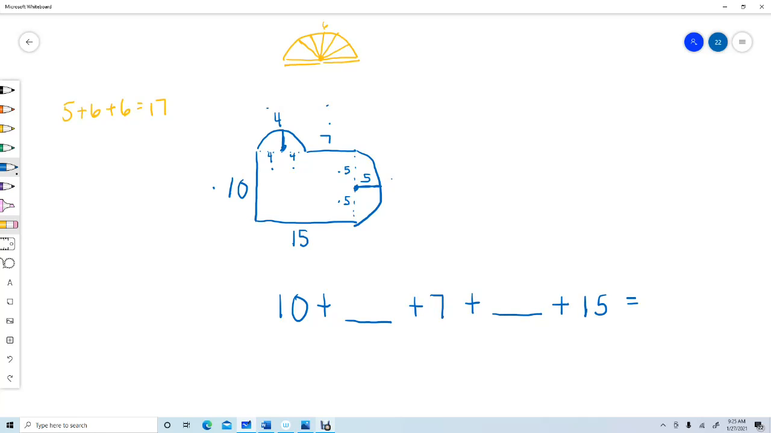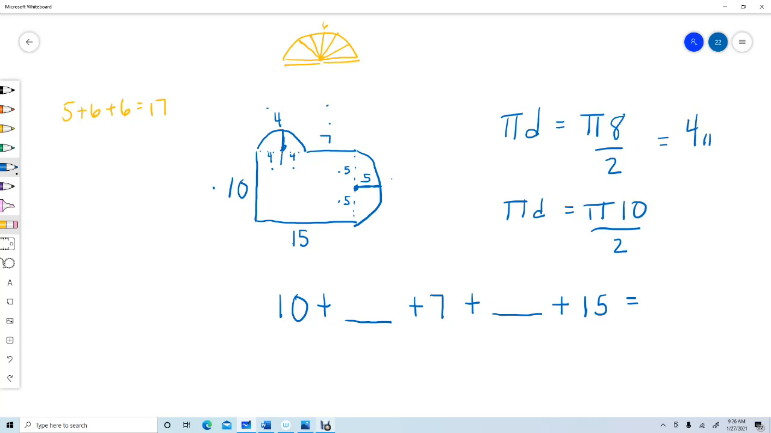My first arc is going to be, its radius is 4. If I double that to a diameter, it's 8. So it's going to be pi d, which is pi times 8 divided by 2. My second arc is going to be pi d, which is pi times 10 divided by 2. You simply need to divide the numeric portions, 8 divided by 2, and that leaves you with 4 pi. My next one, 10 divided by 2 is 5. That leaves me with 5 pi.